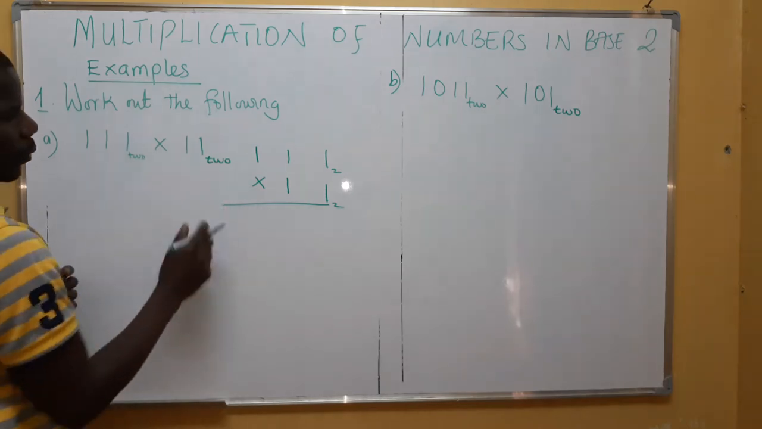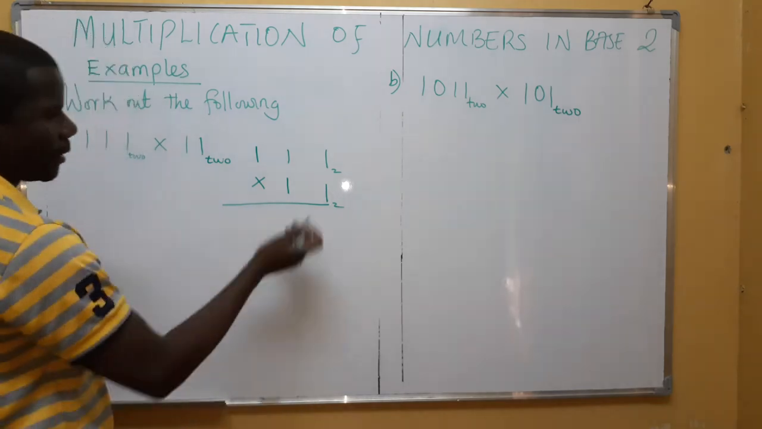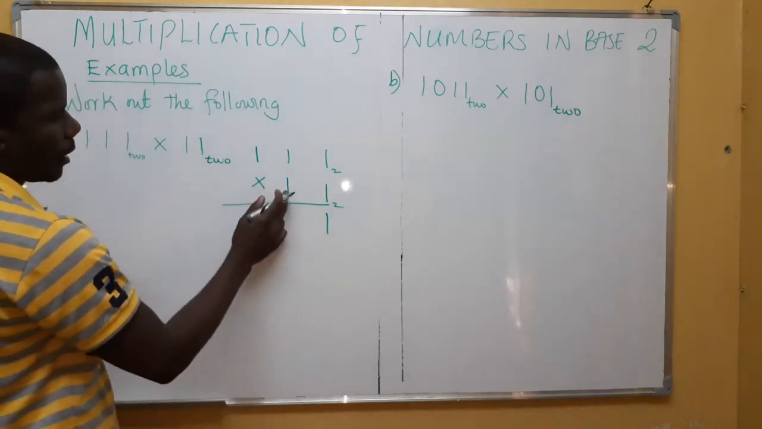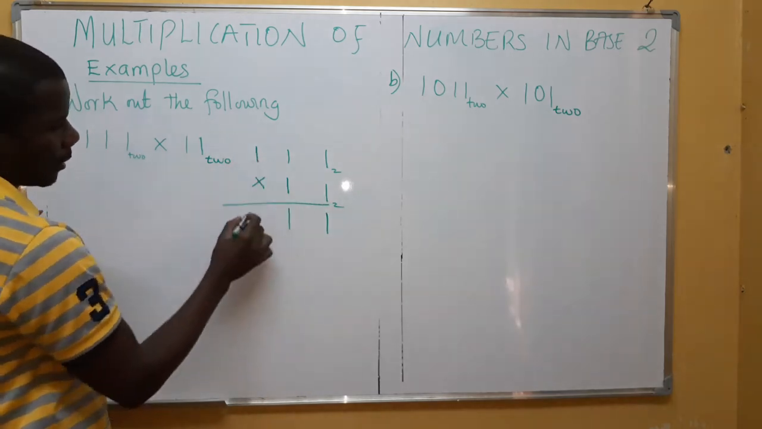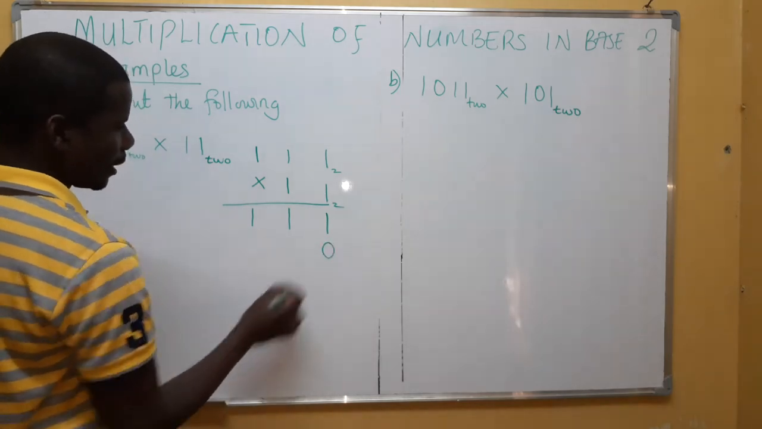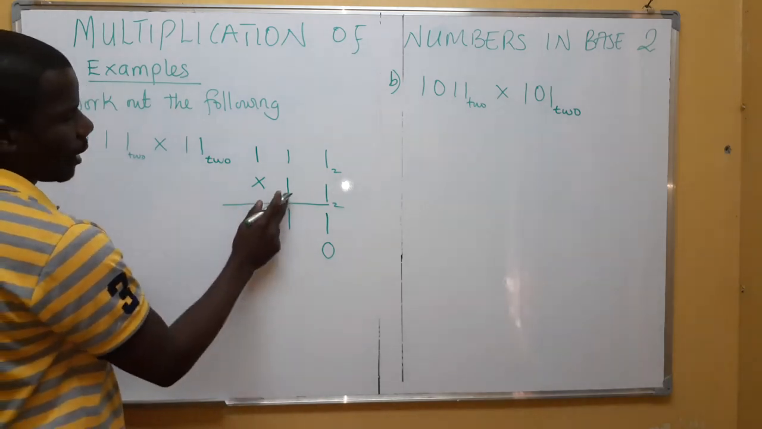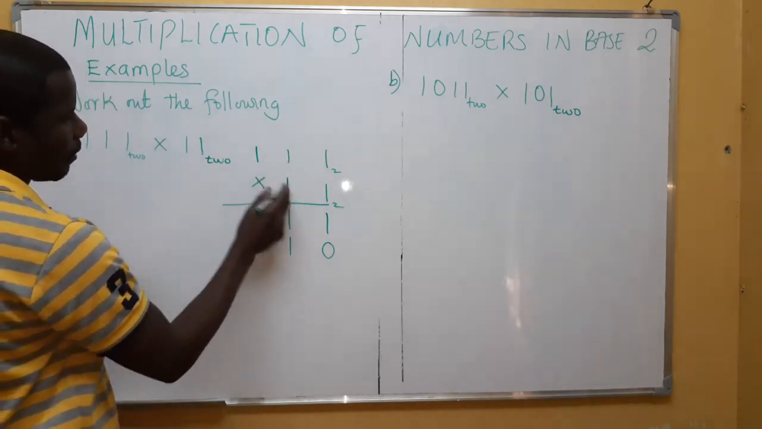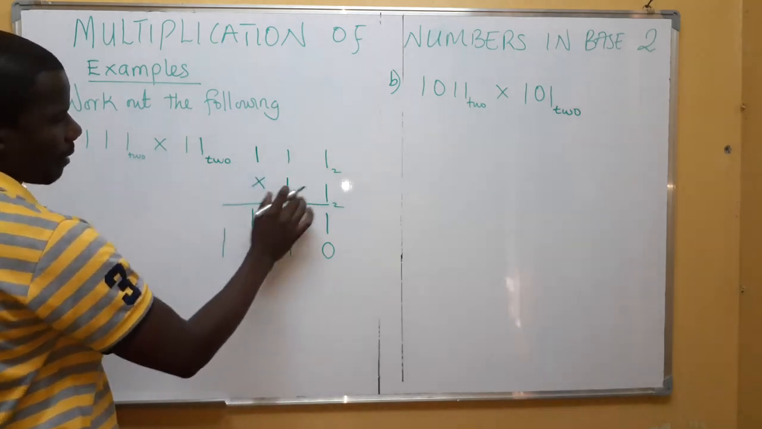So, we need to multiply, just the way we multiply numbers that are in base 10, it's the same thing. 1 multiplied by 1, we're going to get 1. 1 multiplied by 1, we'll get another 1. 1 multiplied by 1, we're going to get 1. As usual, we always put a 0 here as a placeholder because we have moved to the second one. Again, 1 multiplied by 1, we have 1. 1 multiplied by 1, we have 1. 1 multiplied by 1, we have 1. So we have multiplied the first one by both of these.